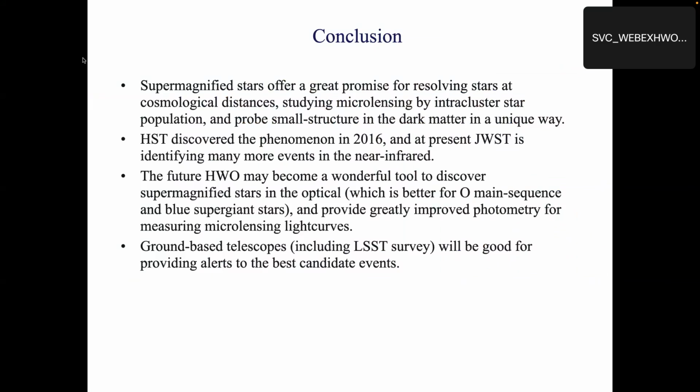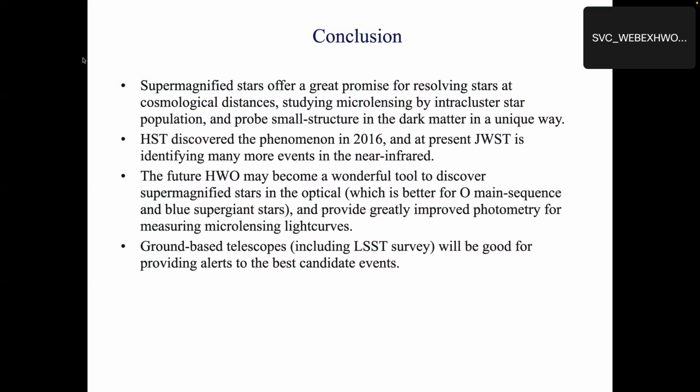Let me just conclude. So supermagnified stars, I think, offer these great promises for resolving stars at cosmological distances. And then through this microlensing in cluster stars, probe small scale structure into dark matter in a unique way. Right, so this was discovered already and it's being observed now with JWST, but the Habitable Worlds Observatory, I think, would be wonderful tool to discover this.